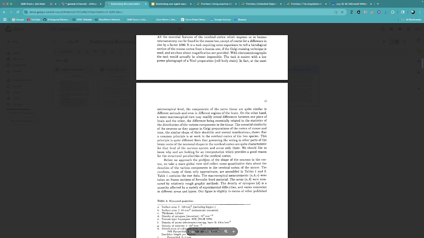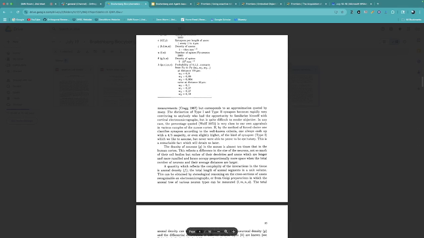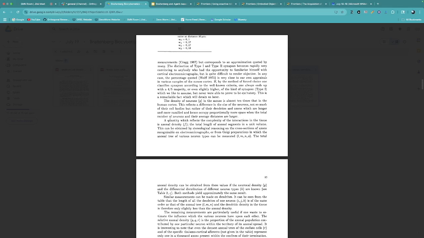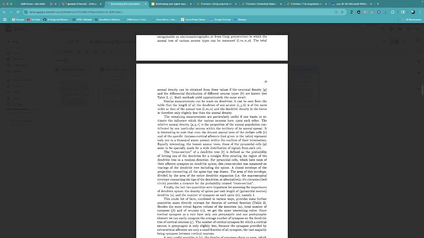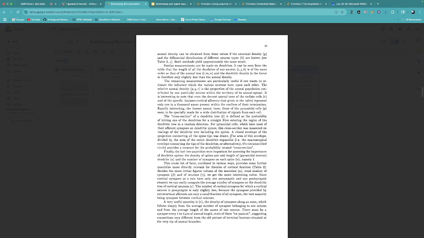Before we approach the problem of the shape of neurons in the cortex, we take a more global view and collect some quantitative data. So that's what he's doing here, making some measurements: the density of neurons, distinctions between synapse types, axonal density, and then the axonal trees of various neuron types, dendrites, the cross section of a dendritic tree. So there are a lot of measurements you can use from the neuroanatomy.